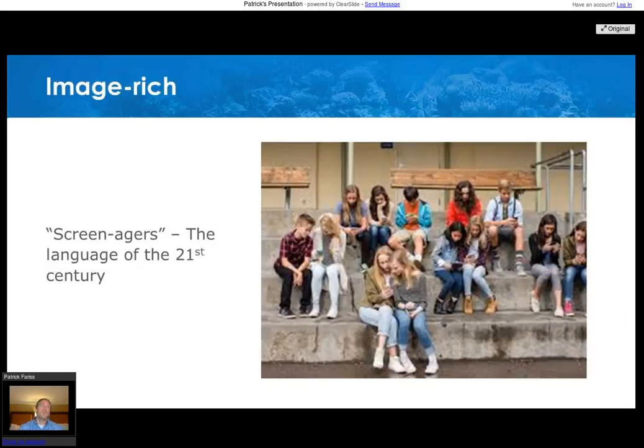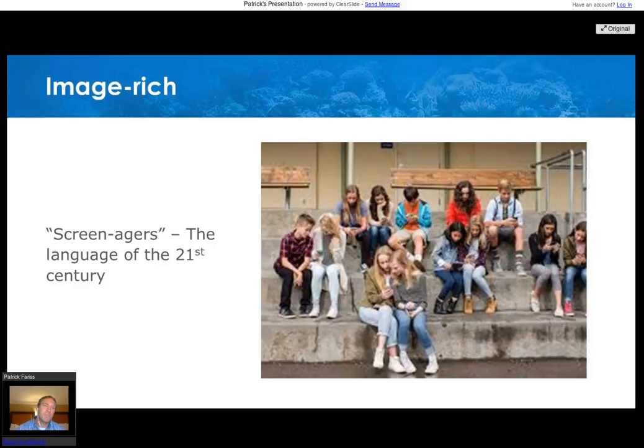Image rich. Dr. Elmore talks about screen agers. This is the language of the 21st century. These are students that are used to having a device with them almost at all times. They're used to looking at screens, whether it's a television, a computer, a phone, a tablet. These are students that have had technology in front of them for a long time, so they're image rich.